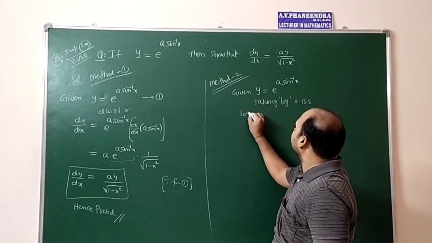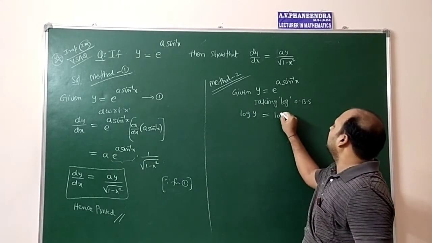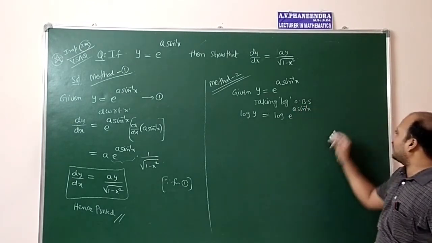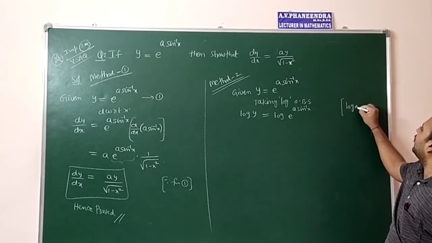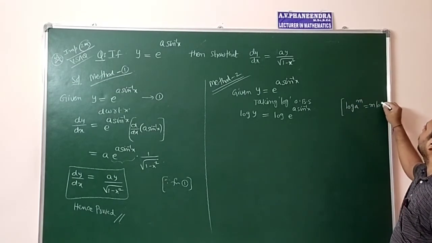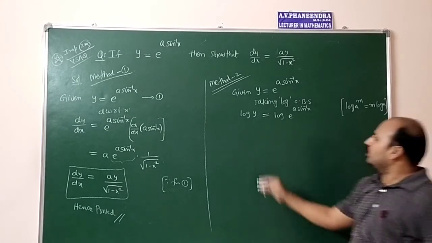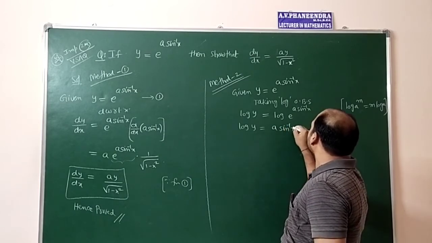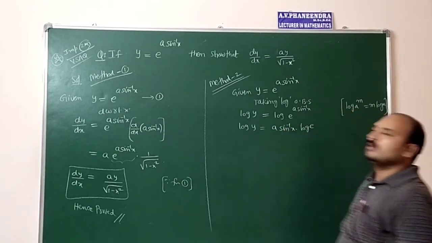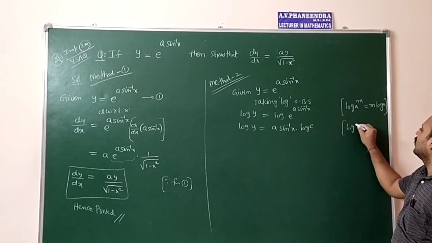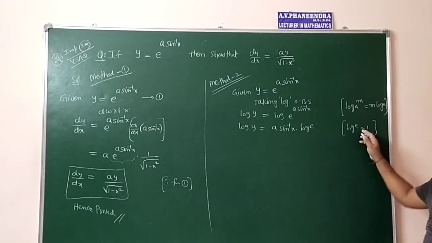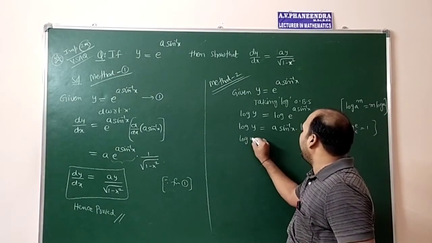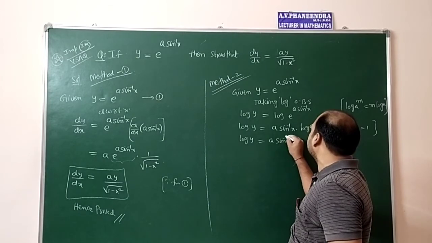So log y is equal to log e power a sin inverse x. We know that log a power m can be written as m into log a. Therefore, it can be written as log y is equal to a into sin inverse x into log e. Log e to the base e value is 1. Base is obviously e, so log e value is 1. It becomes log y is equal to a sin inverse x.